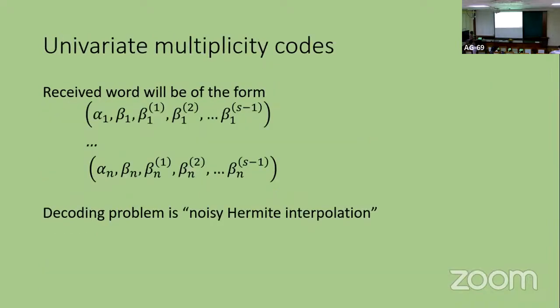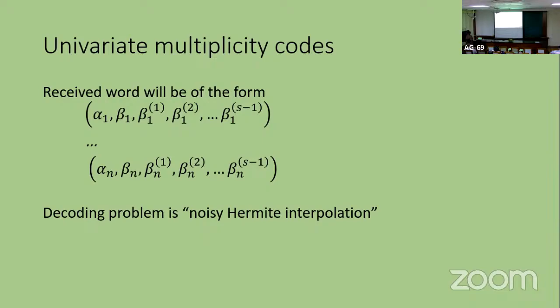But first, we have to see what univariate multiplicity codes are and what the decoding problem is. So the received word is of this form. If you remember earlier, it was alpha 1, beta 1, alpha 2, beta 2, up to alpha n, beta n. In this case, we are going to give some more information, which is the derivative of the polynomial at each point, up to order s. This is the received word for univariate multiplicity codes. If you're curious, that whole thing is one block. So the block length is not n times s; all of those things together make up one symbol.